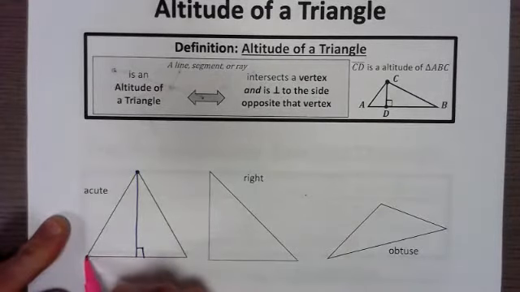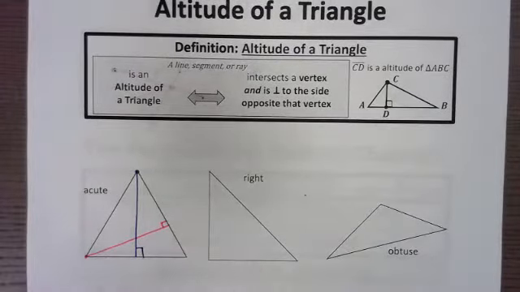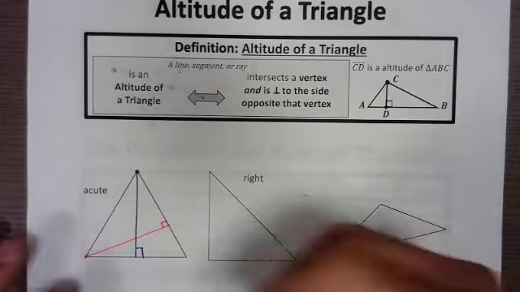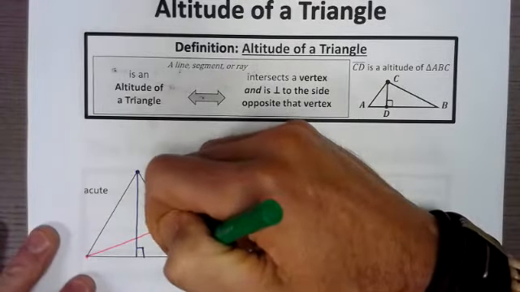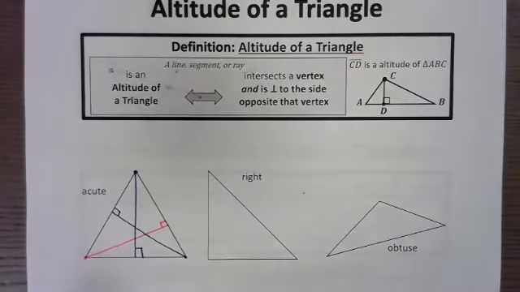Same thing over here. We go this way and we get an altitude like that. Again, we might not know if they're congruent. It doesn't necessarily split it. Sometimes it does, but sometimes it doesn't. And our third goes across and makes a right angle there. Okay. So that's going to be the altitude of those triangles.